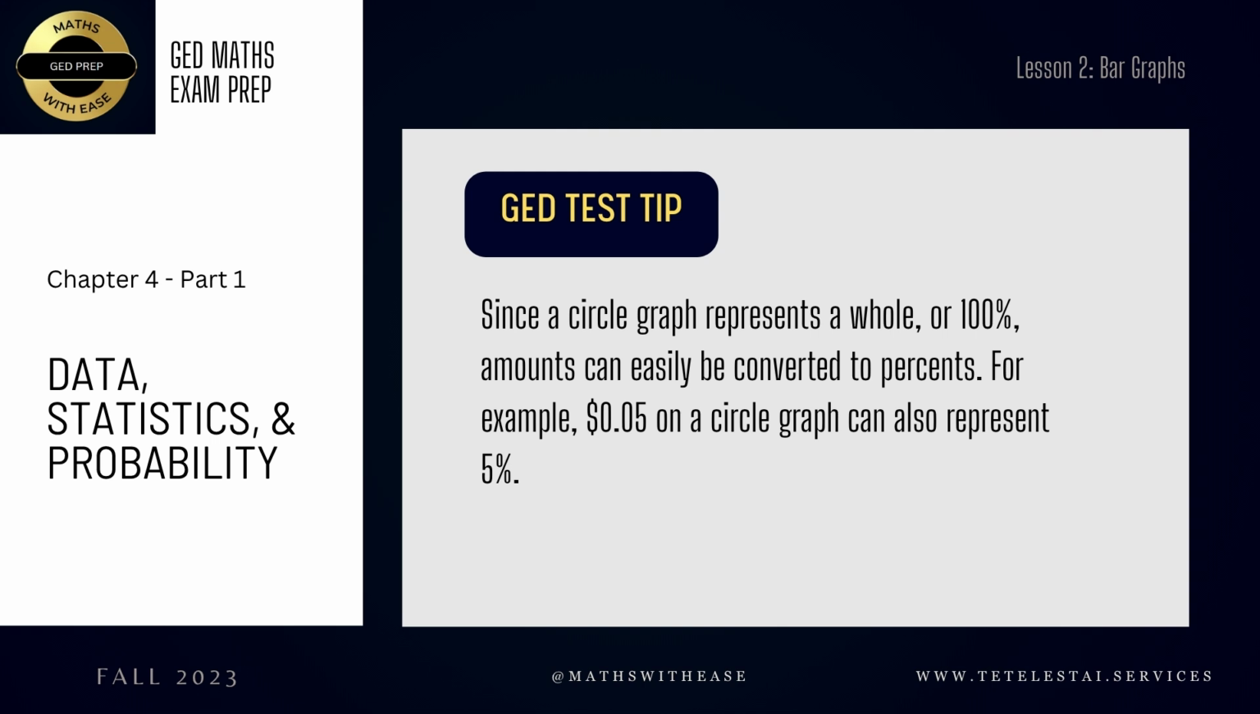So if you think of 0.05 within a circle that's representing a dollar, then 0.05 would be 5 cents or 5% of the circle, or 5/100 of the circle, 5 parts out of 100 of the circle. Okay, all different ways of saying the same thing.